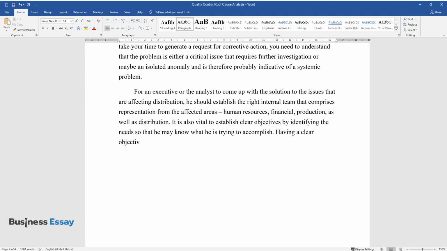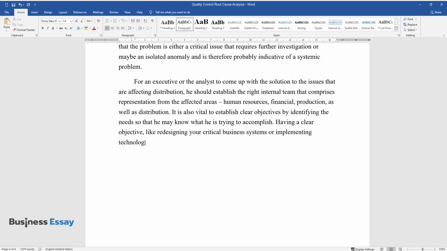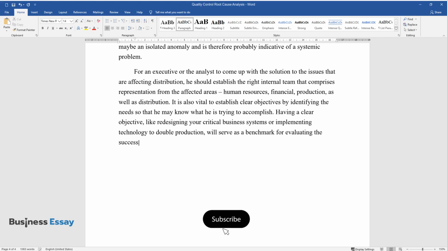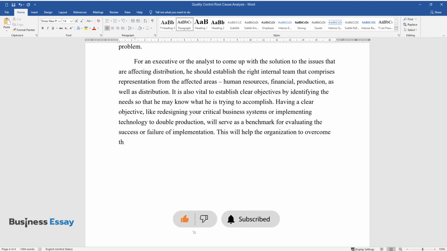Having a clear objective, like redesigning your critical business systems or implementing technology to double production, will serve as a benchmark for evaluating the success or failure of implementation. This will help the organization to overcome the problems of clearance, laboratory, and shipment.